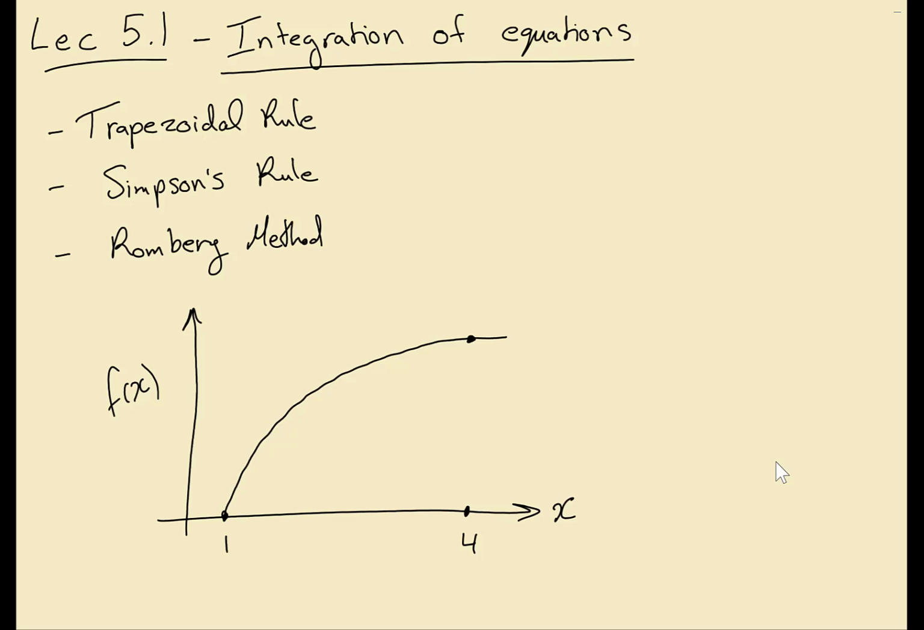All right, so we'll get started. Topic 5 is going to be mostly written notes for kind of the first part. I might have a PowerPoint later on. Topic 5 is focused on integration of equations. And we're going to look at the trapezoidal rule today, and then Simpson's rule in the next class, and then eventually the Romberg method.